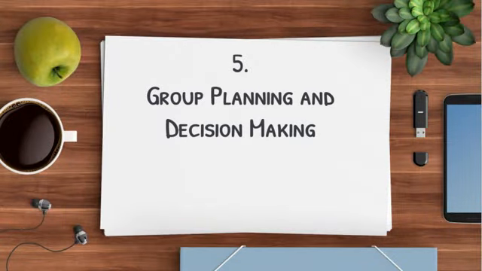Number five here is group planning and decision making. This is somewhat interesting because most decision making, probably planning can be done by a group, but decision making is usually done by one individual, that would be the boss, probably. But in some instances, it's also very good to apply this group planning and decision making.